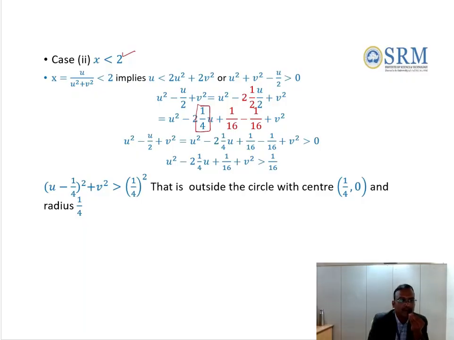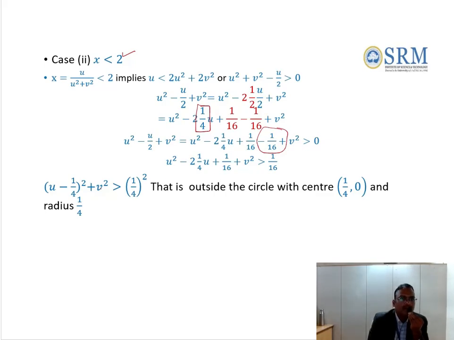Here you multiply by 2 and divide by 2, therefore nothing will be changed, right? Now u square minus u by 2 plus v square equal to u square minus 2 into 1 by 4 plus 1 by 16 minus 1 by 16 plus v square greater than 0, right? We have the constant minus 1 by 16. You just push this number to the right hand side. Therefore we'll have u square minus 2 into 1 by 4 u plus 1 by 16 plus v square, which is strictly greater than 1 by 16.